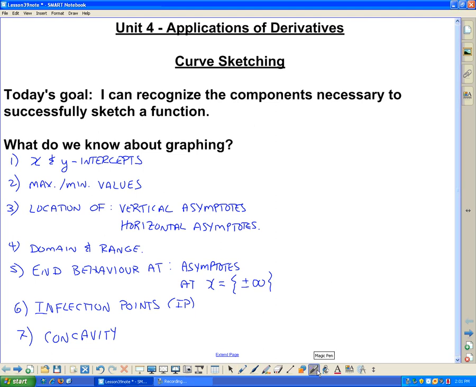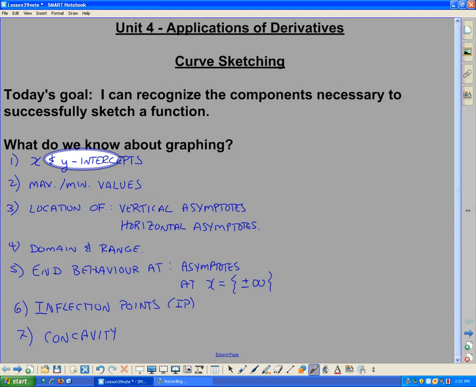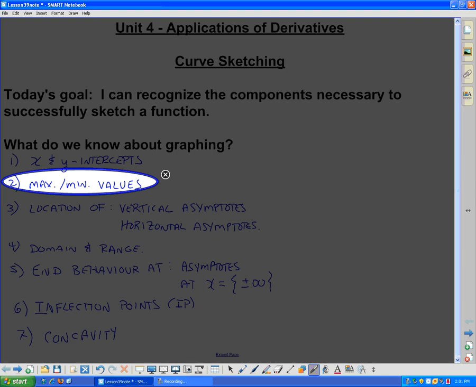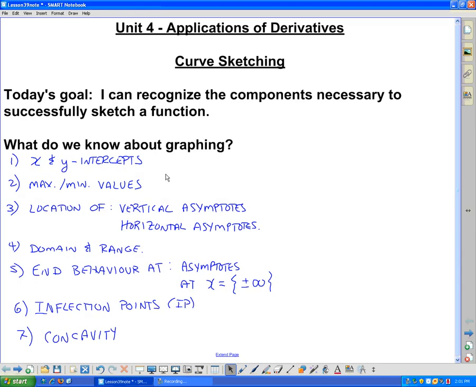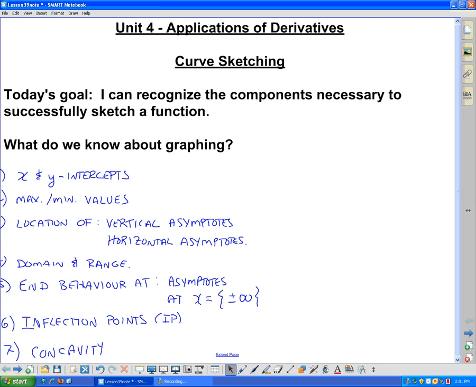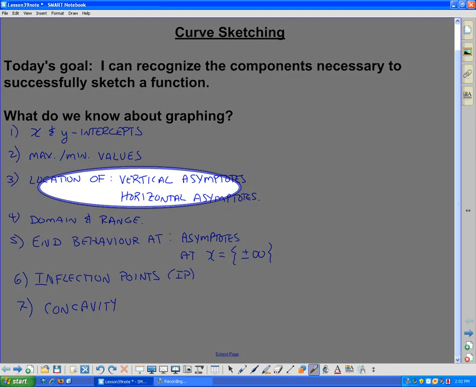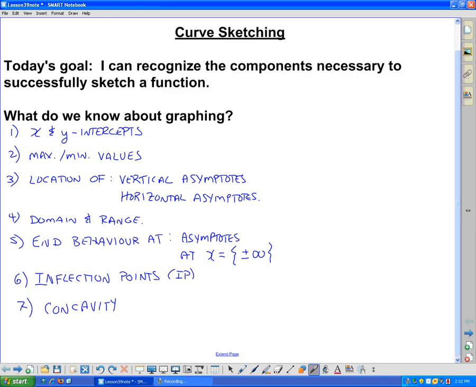The first thing you learned back in grade 9 is the x and y intercepts. So that's one of the components. In grade 10 and grade 11, you get introduced to max mins. So yes, you need to know where the max mins are located. And then after the max mins, in grade 12, the advanced functions course, they teach you the location of vertical and horizontal asymptotes. We're going to revisit that because for the horizontal, we've got a more efficient way to do it.